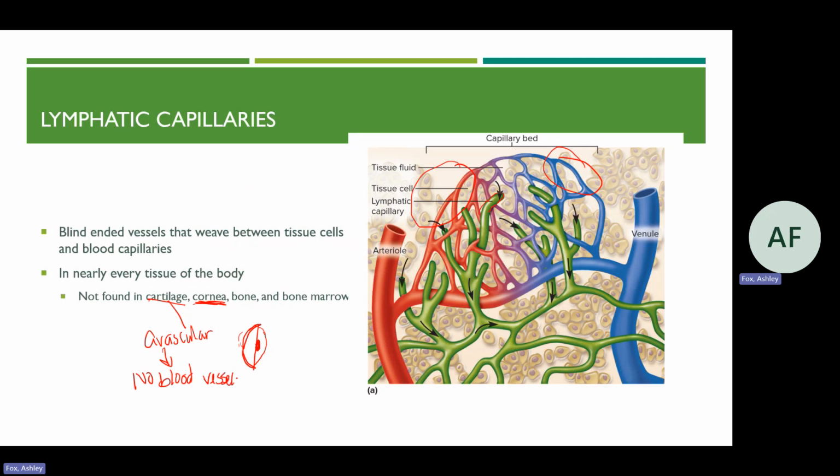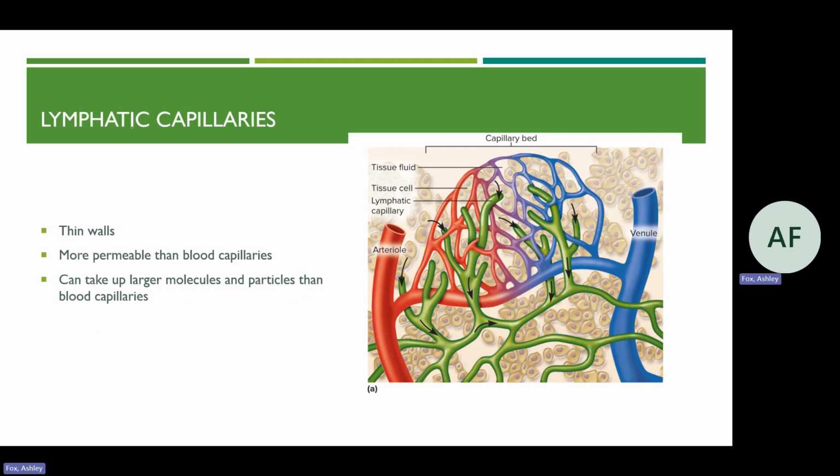So they get their nutrition in a different way, from kind of diffusion from blood vessels nearby, but cartilage doesn't have it. Bone doesn't have lymphatic capillaries because a lot of times there's not fluid exchange in the bone because it's hardened and mineralized. And bone marrow is going to be where the white blood cells are maturing anyways. So we don't really need lymphatic capillaries in there. There are blood capillaries.